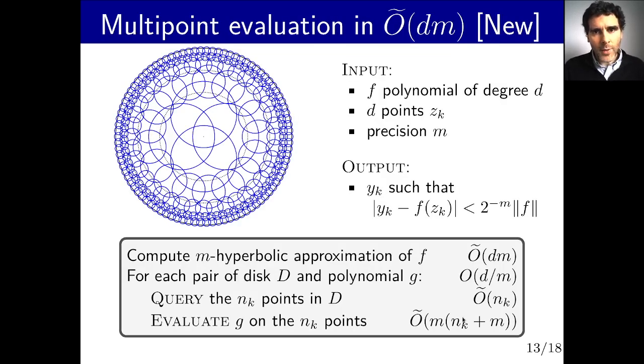Okay, and then for the multipoint evaluation, how does it work? Now that we can compute this hyperbolic approximation, we compute it first, that is d times m operations. And I have my d points. What I'm doing is that for each disk, I query which points fall into this disk, and I evaluate g on those points. Because g has a very low degree, m, this will be a fast evaluation. And we do that for each disk, and finally, what we can see is that we have d times m for the complexity of evaluating f on all the d points.